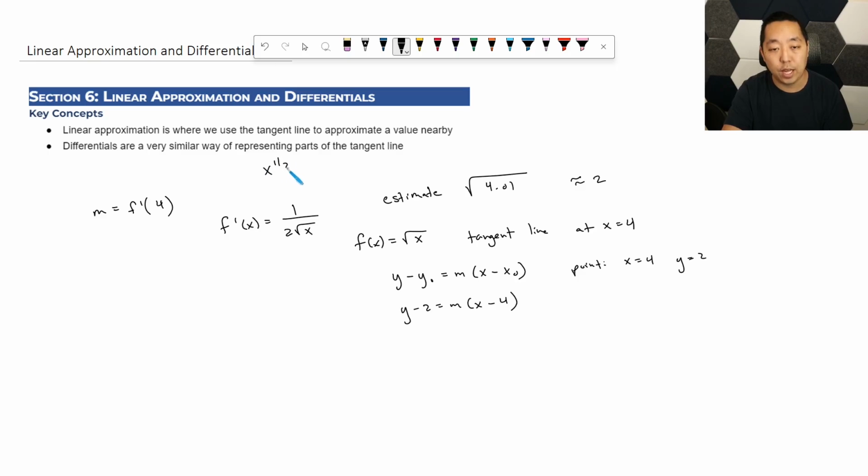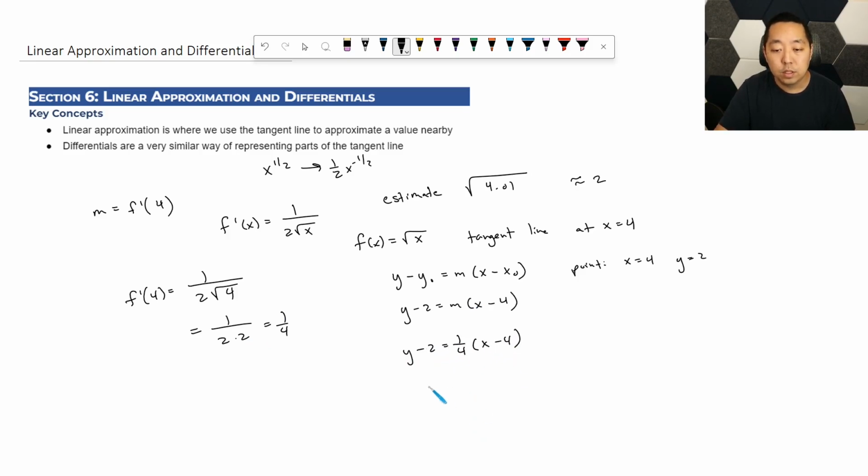This is x to the 1/2. The derivative is 1/2 x to the negative 1/2, which is where I get this expression. So f prime at 4 is going to be 1 over 2 root 4, which is 1 over 2 times 2, which is 1 over 4. So that means our slope is 1/4, and our equation is 1/4 times (x minus 4) plus 2.